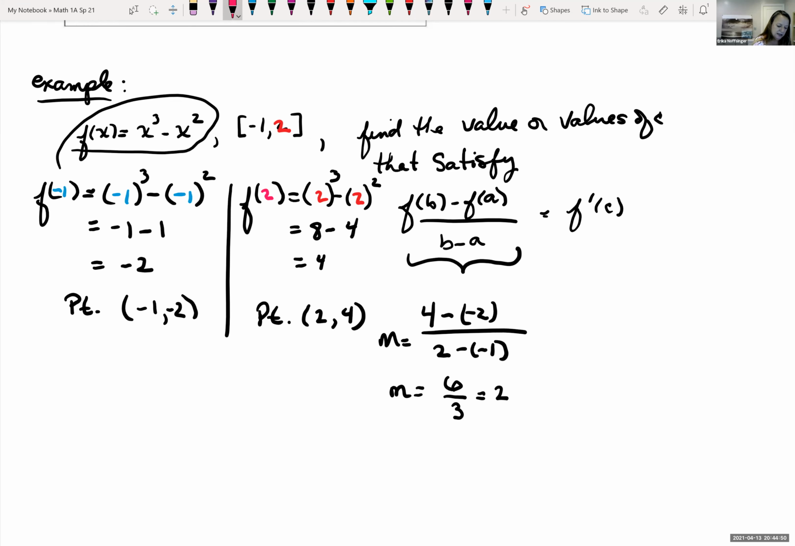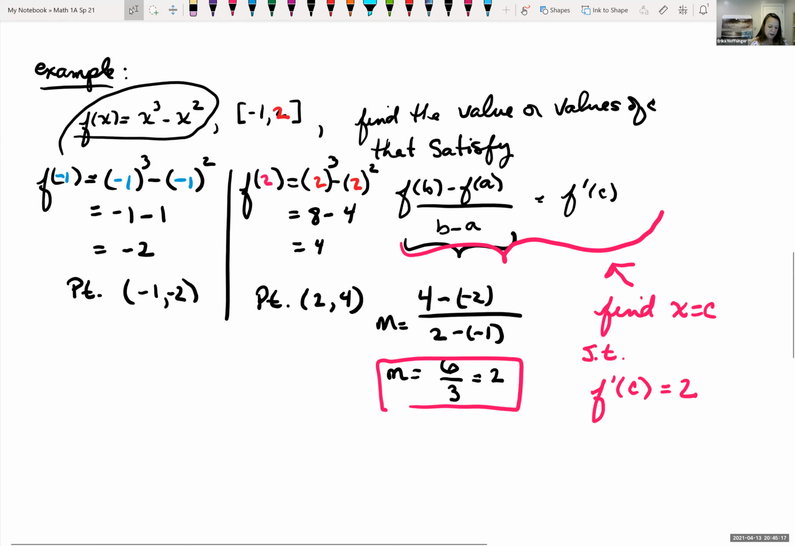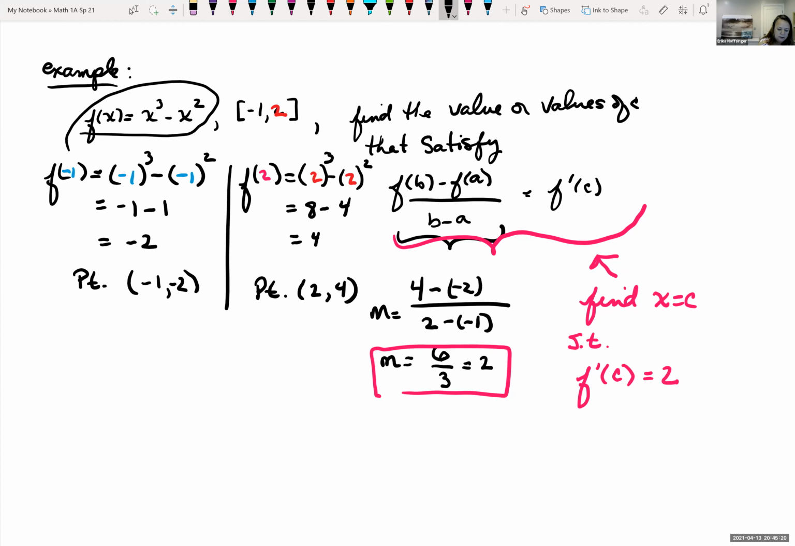So this is telling me I need to find some x equals c such that f prime of c is equal to the slope of that secant line, which in our case is 2. Okay, so here is what we need to find. We need to first find the derivative. So let's find f prime of x.